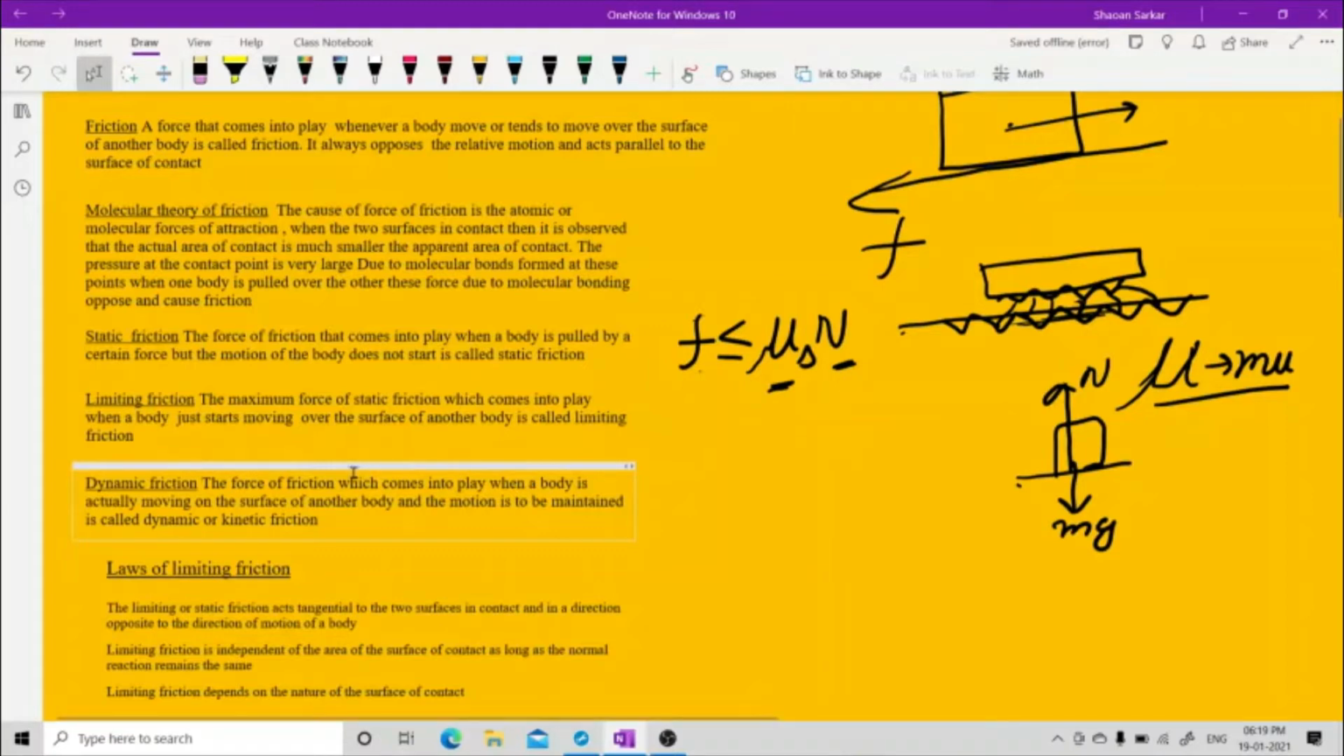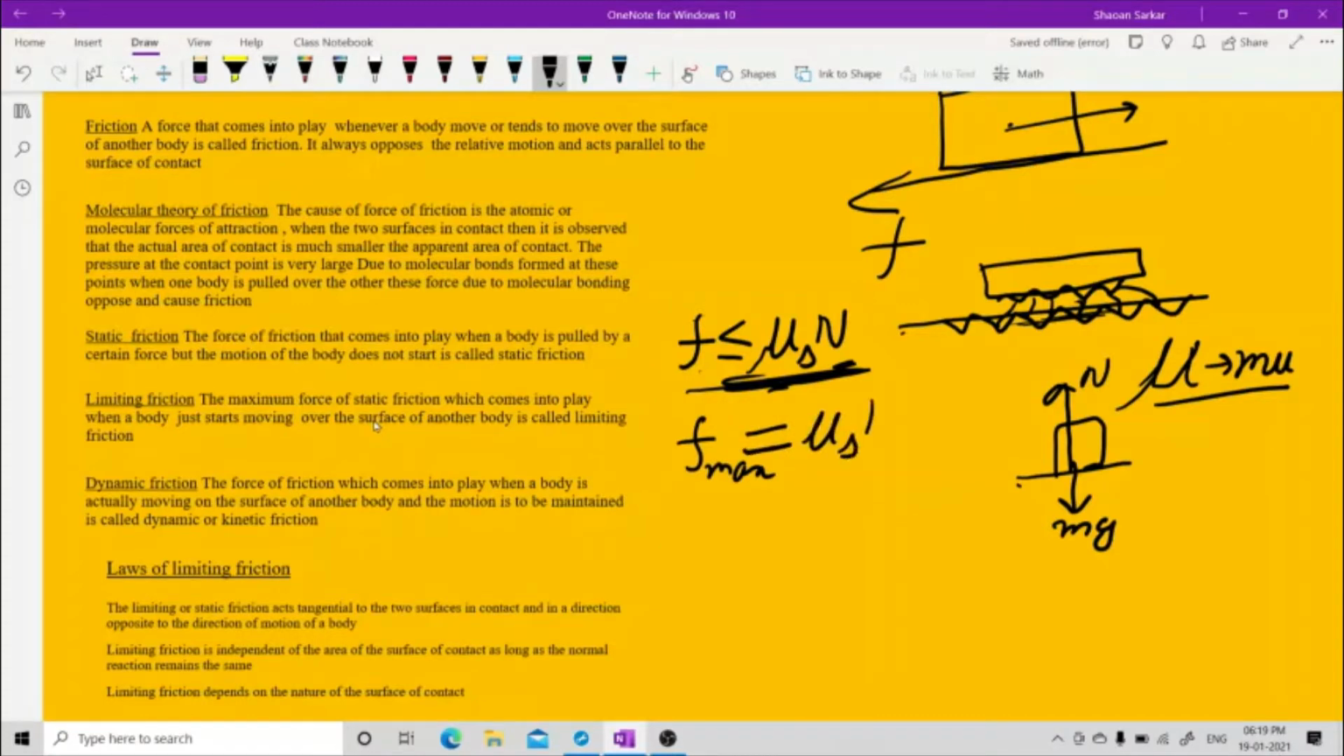Let's understand this way. I'm talking about limiting friction. This is the limiting friction. Now see, the equation which you are seeing in the above part will now become F max, maximum friction, and we can call it just F, no problem. We will now write this equal to exactly mu s n.